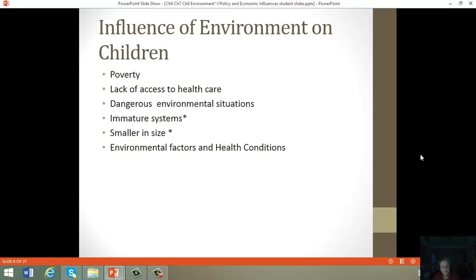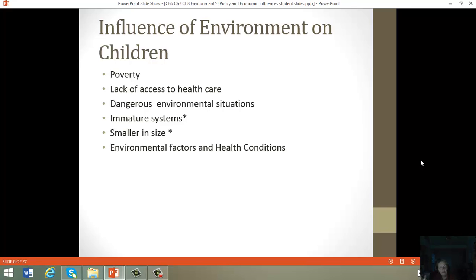And the main problem with children is their immature systems, and they're smaller in size, and they are closer to the ground, and then they can get contaminants more easily, and also their kidneys are immature and don't filter fluids as well as adults.